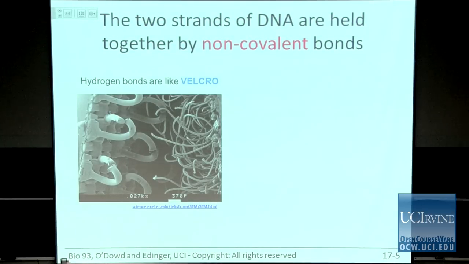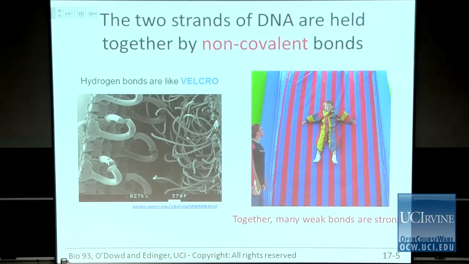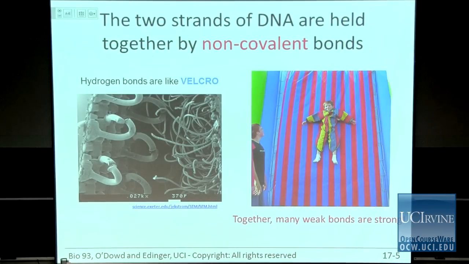So when Dr. O'Dowd did you a garage demo with DNA, she had 2 pieces of Velcro that she was using to represent DNA, and that's a very good parallel because the 2 strands of DNA are held together with non-covalent bonds that can be disassembled and reassembled. This is a scanning electron micrograph of Velcro. If you didn't know what it looks like up close, it's made up of a bunch of little tiny plastic hooks that hold the 2 pieces together. Now each individual hook is not very strong, but a lot of weak bonds together are strong, like this young man happily in his Velcro suit on the Velcro wall can tell you. Together, many weak bonds are strong.